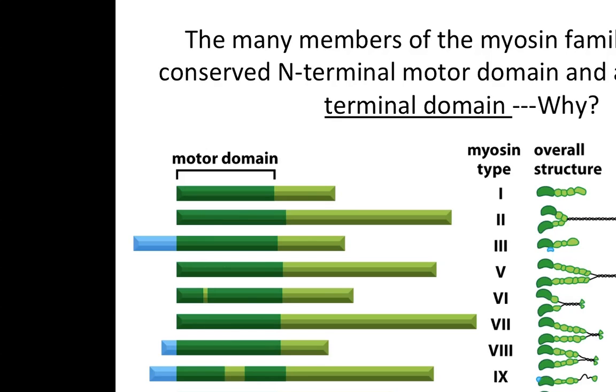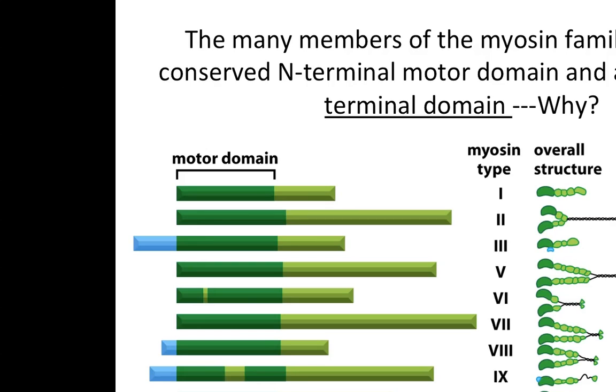Right, so the motor domain is conserved, so it will bind to the same thing. It has the same structure. The structure is what dictates its interaction with other things, right? So it's going to bind to actin. They all have the same motor domain. They all bind to actin, but they have different C-terminal domains. That's the part that binds to the cargo, and so they're going to have different functions.